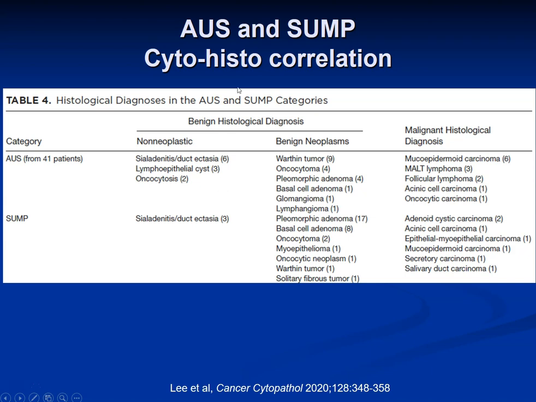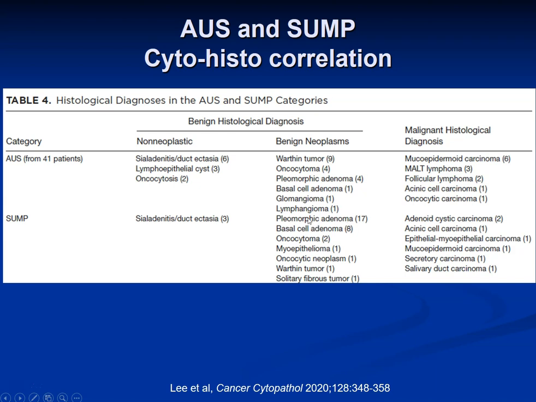These were our specific results for our AUS and SUMP categories. We had AUS from 41 patients, and we had non-neoplastic final histologic diagnosis. We had benign neoplasms, of course, including Warthin tumor, which formed the majority of cases. And the malignant cases turned out to be, not surprisingly, low-grade tumors, mucoepidermoid carcinoma, low-grade lymphoma, and a couple of other malignancies. For the SUMP category, we actually had a disproportionate number of pleomorphic adenomas.